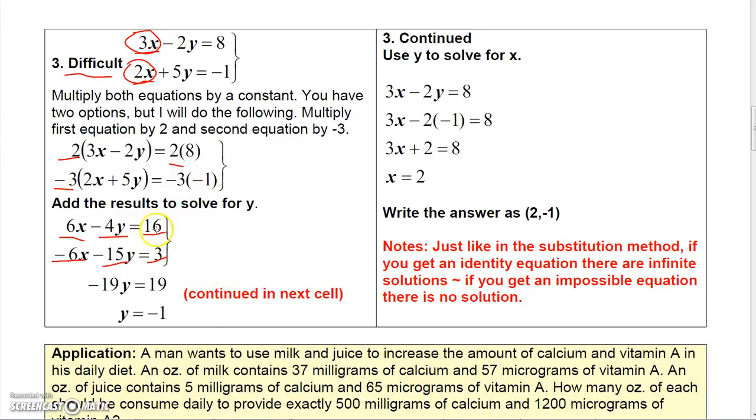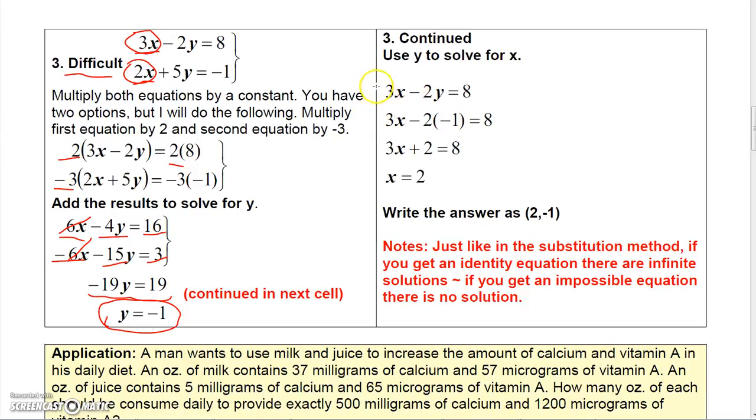And then if I add them together, the x's will cancel, and negative 4y plus negative 15y is negative 19y, and then 16 plus 3 is 19. So I get negative 19y equals 19, and then divide by negative 19, and you get y equals negative 1. Now, we still have to finish this and get the x value.